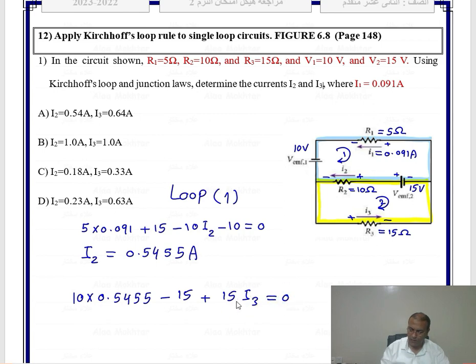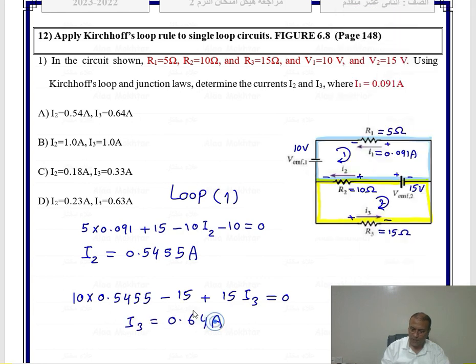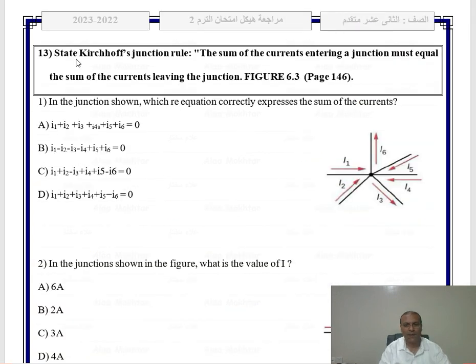How many unknowns? Only one unknown. We can solve it by shift solve. 10 multiply answer minus 15 I3 equal negative this number. Move to the other side as positive and divide by 15. I3 is 0.64 ampere.